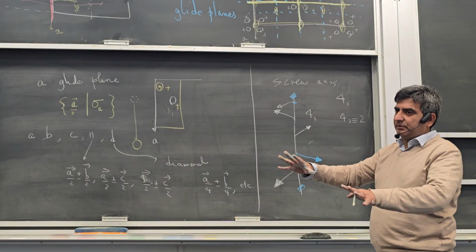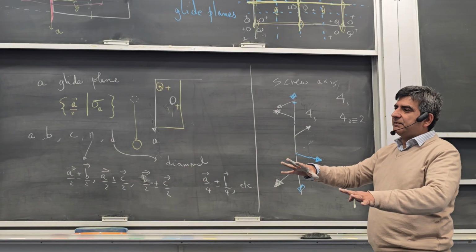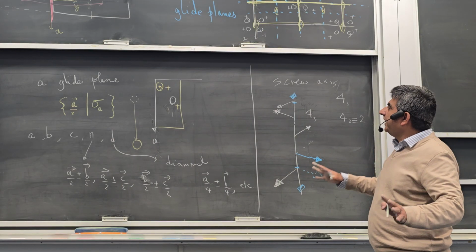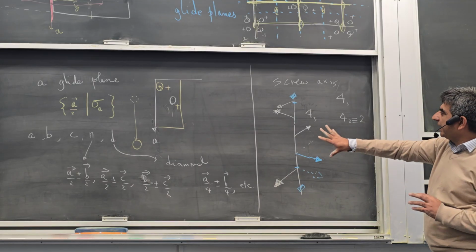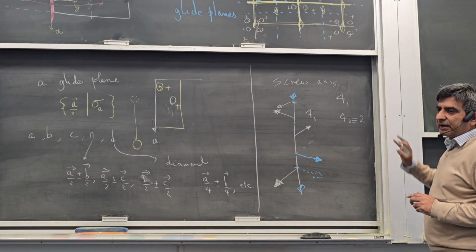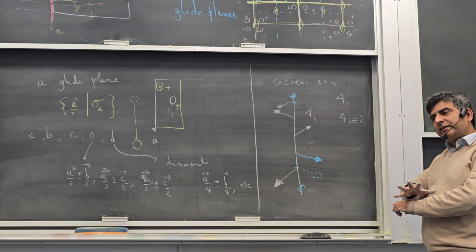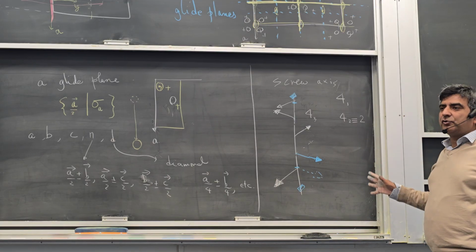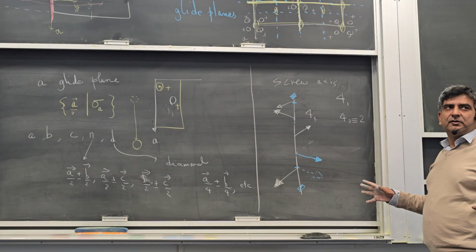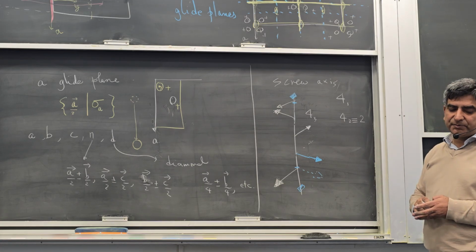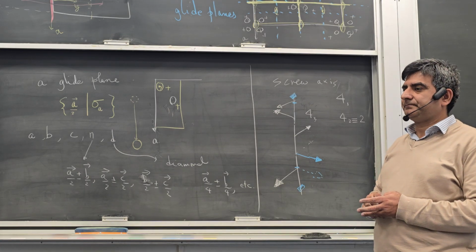If to the point groups, to the point symmetry elements, I include these glide planes and the different kinds of screw axes, then I get not only all the symmetry elements, I can generate all the crystal structures that are known to mankind. All the 230 space groups can be generated.